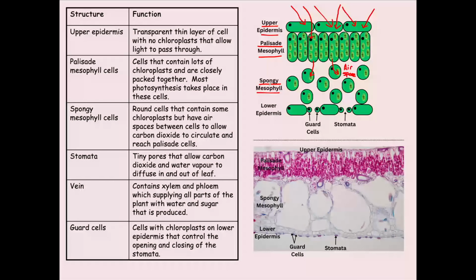And the way to remember that is a sponge is full of holes. It's full of these air spaces, and so is the spongy mesophyll. And at the very bottom of the leaf, on the lower layer there, we have what's called the lower epidermis. Upper epidermis at the top, lower epidermis at the bottom.